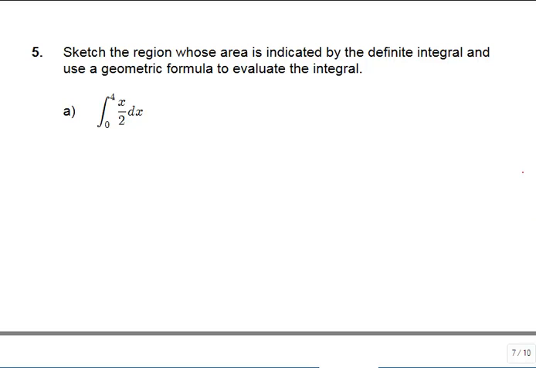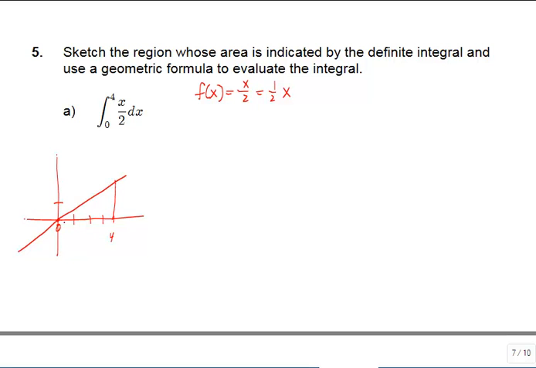For number 5 here, we want to sketch the region whose area is indicated by this definite integral and then use a geometric formula to evaluate the integral. So let's sketch this first. The function that we're using is this x over 2. So if you want to rewrite this, it's 1/2 x. That's just a line. It has a y-intercept of 0 and a slope of 1/2. So we go up 1 over 2. So it's going to look like that. And we're doing this from 0 up to 4.